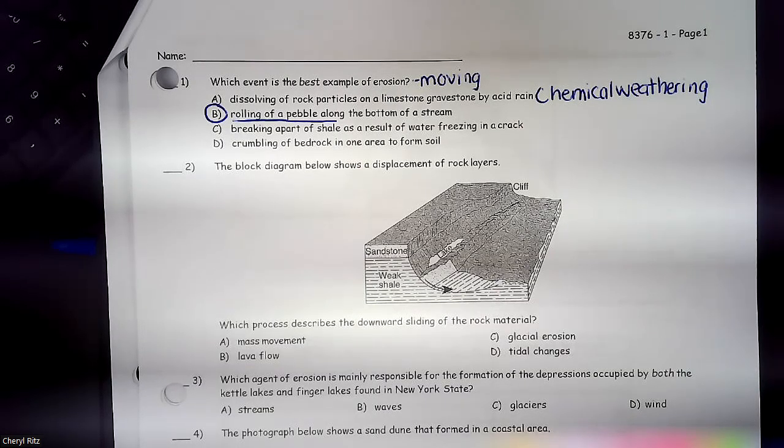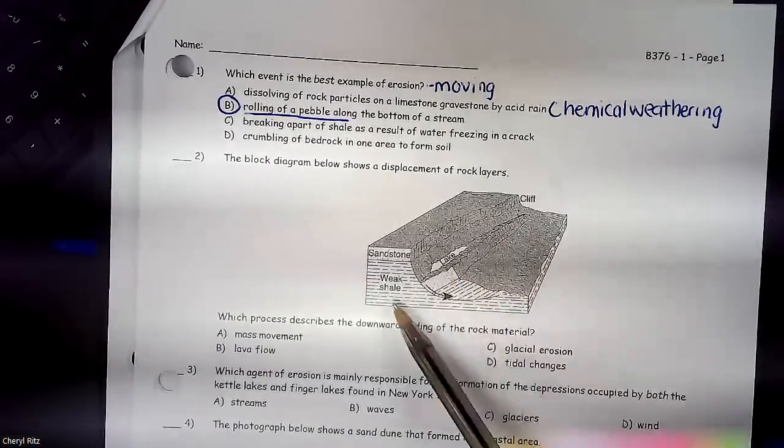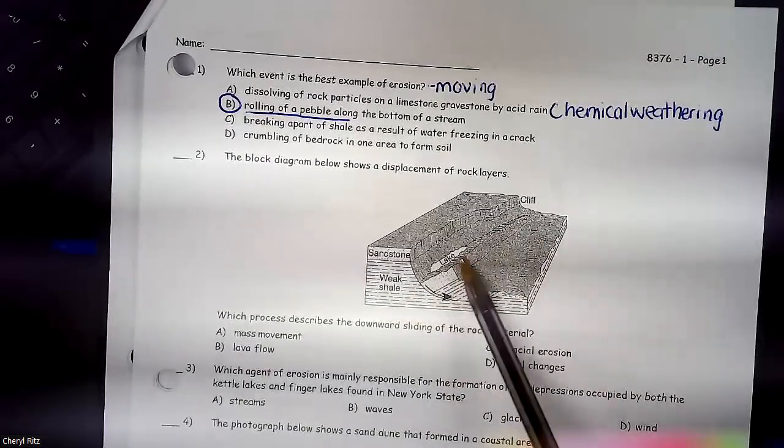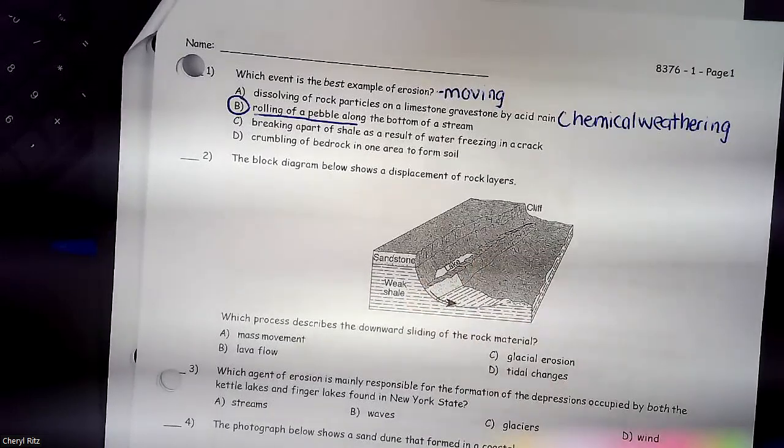All right, this block diagram below shows the displacement of rock layers. What do you see in this picture? A cliff. A what? Cliff. A cliff. And what do you see at the bottom of the cliff? What's right here at the bottom of the cliff? Right there. Lake. There is a lake. There's also a pile of sediments here. And then you can see the arrow moving the rocks this way.